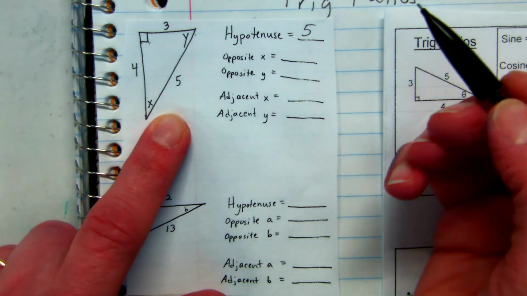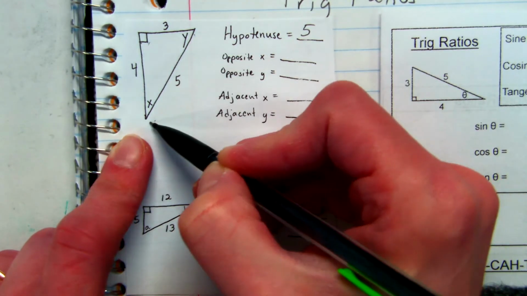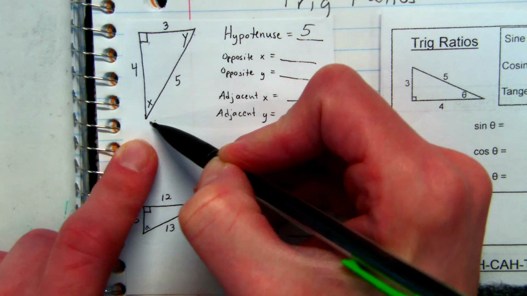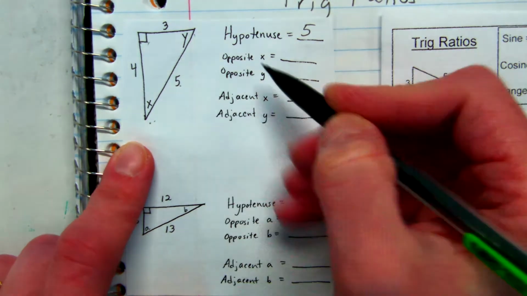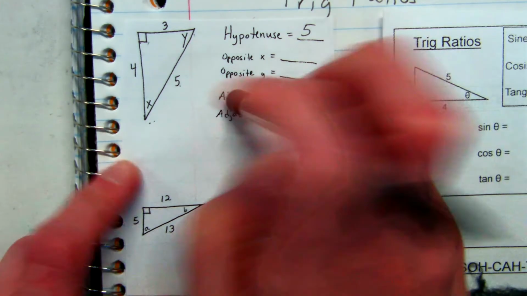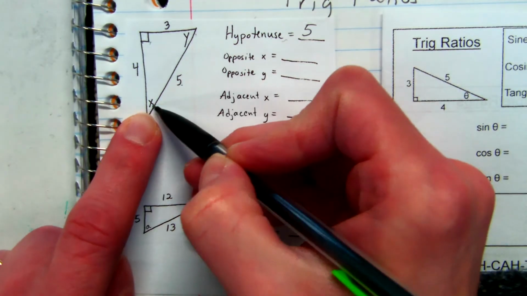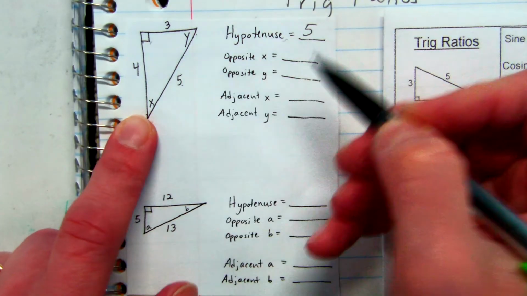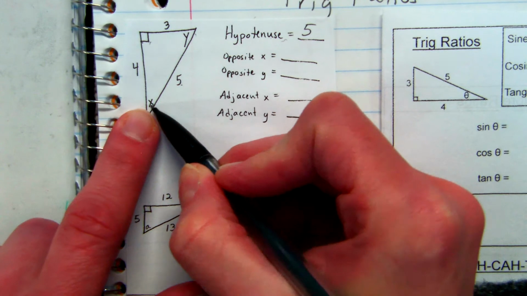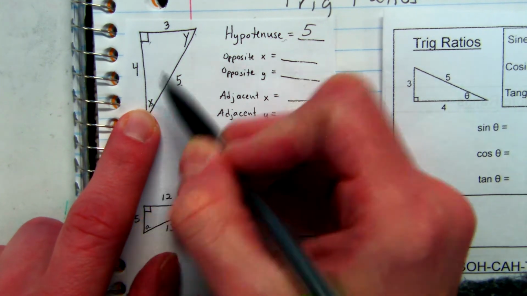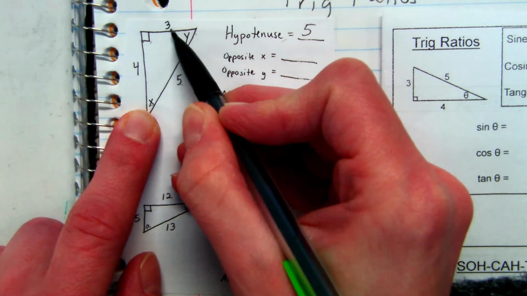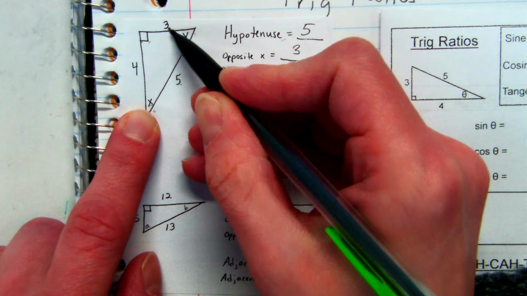Okay, so a hypotenuse is the easy one to identify. If you've done Pythagorean theorem in the past, you know which one that is. Everything else is relative to which angle you're looking at. So in this picture, there's an angle that's marked X and an angle that's marked Y. So if I'm looking at angle X, the side that is opposite X is the one that's across from it, so that would be 3.